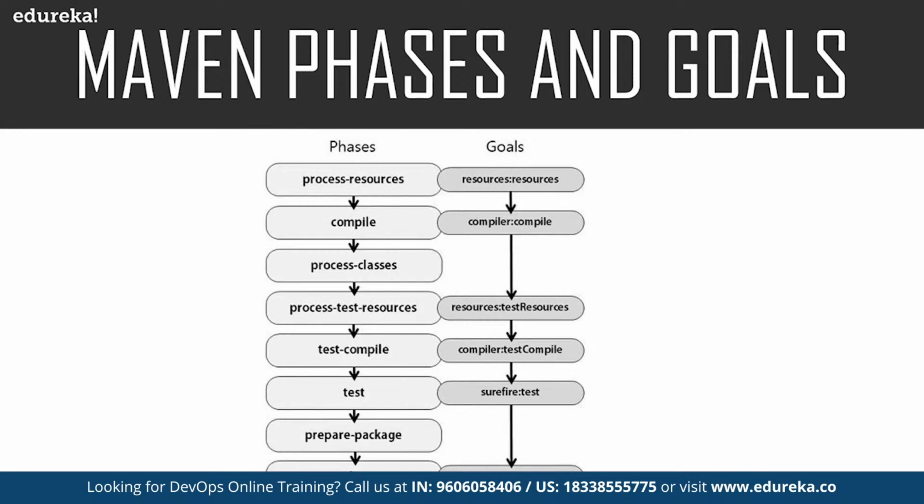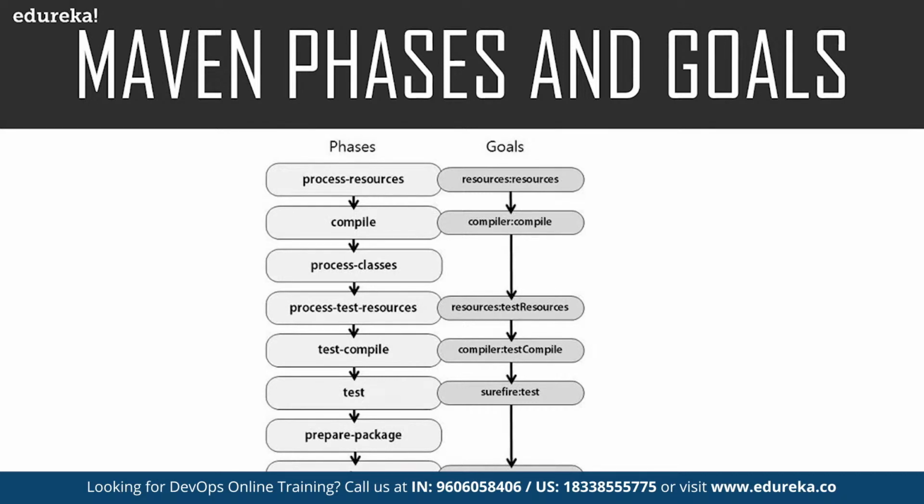The compiler:testCompile is bound to the test-compile phase. Surefire:test is bound to the test phase. jar:jar is bound to the package phase. So this was all about the Maven goals. Now let us talk about Maven plugins. A Maven plugin is a group of goals. All execution in Maven is done by plugins. A plugin is mapped to a goal and executed as a part of it. A phase is mapped to multiple goals, and these goals are executed by a plugin.